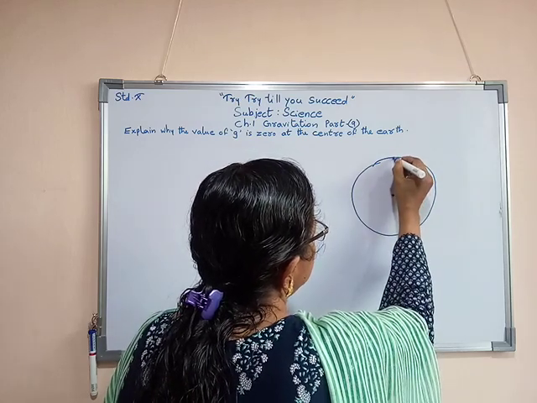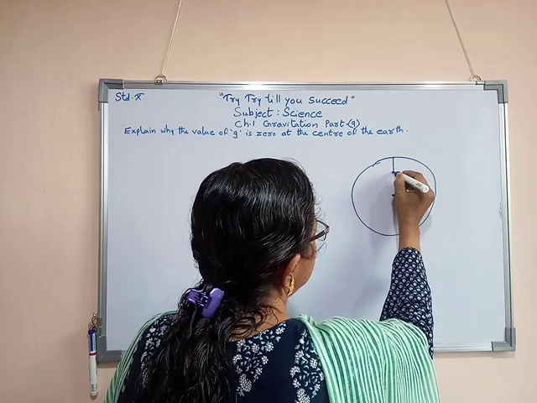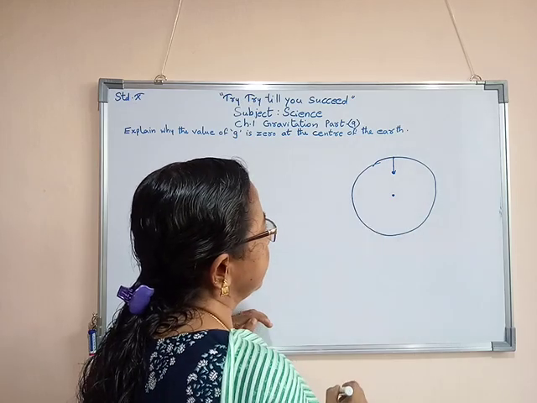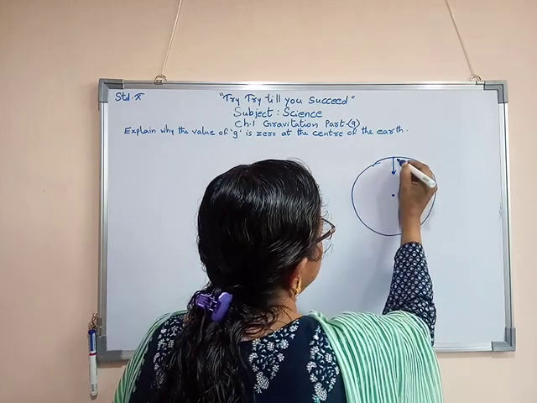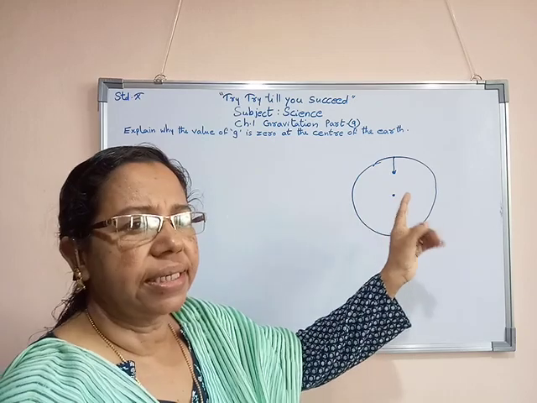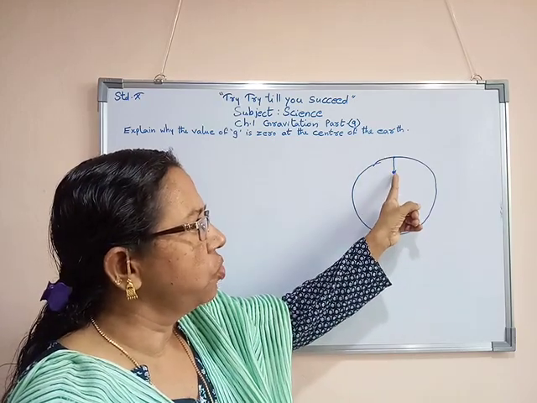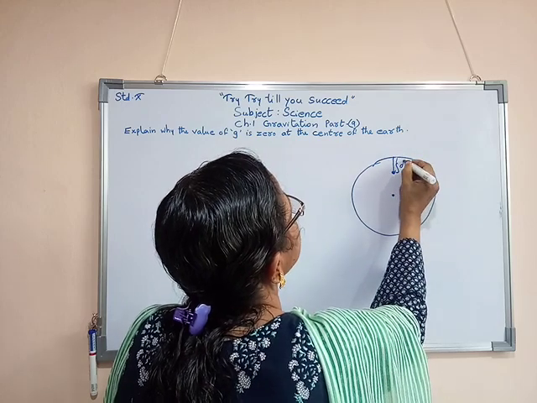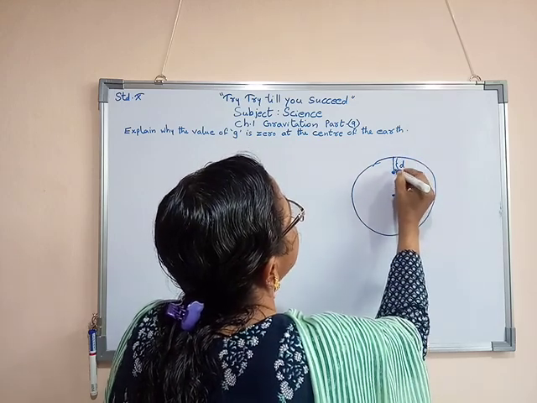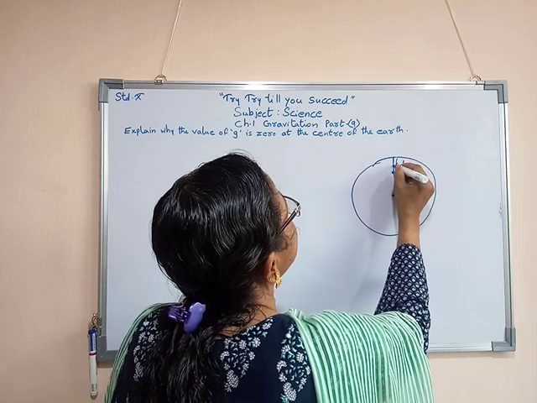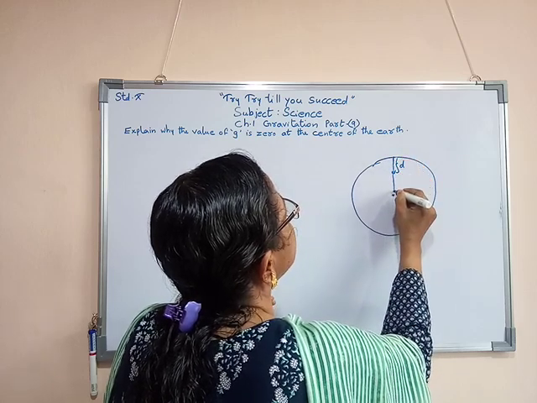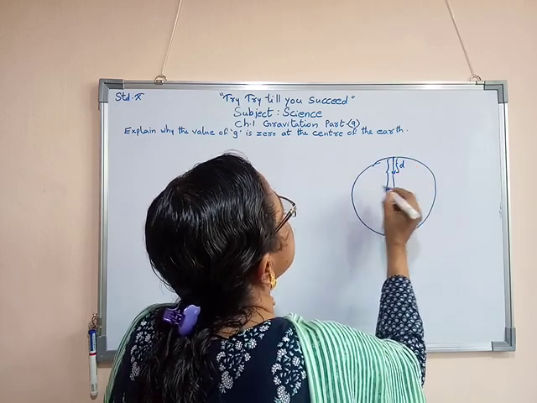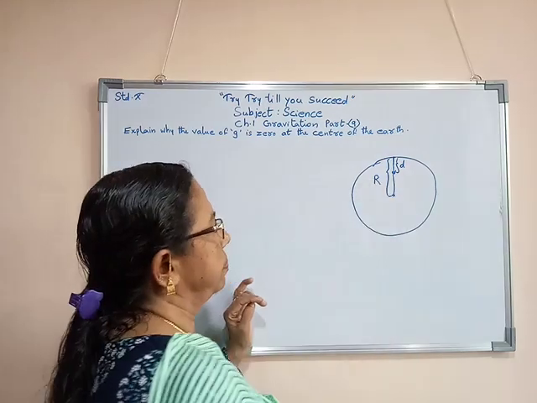That object is going deep into the earth. Now the object reached at this place. Now here we can see that the distance of the object from the surface towards it, that we can take as small d. Now the radius of the earth, if you are taking from the surface of the earth towards the center, that we can take as capital R.